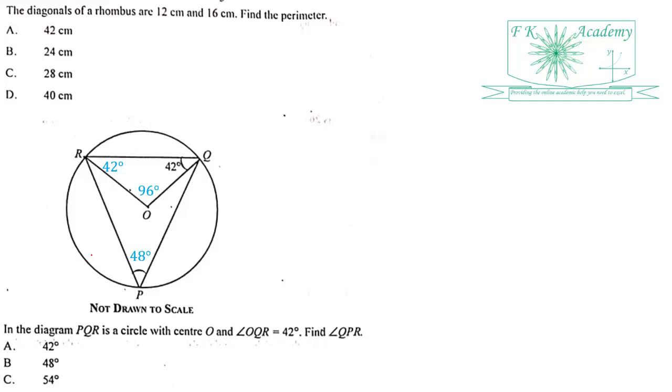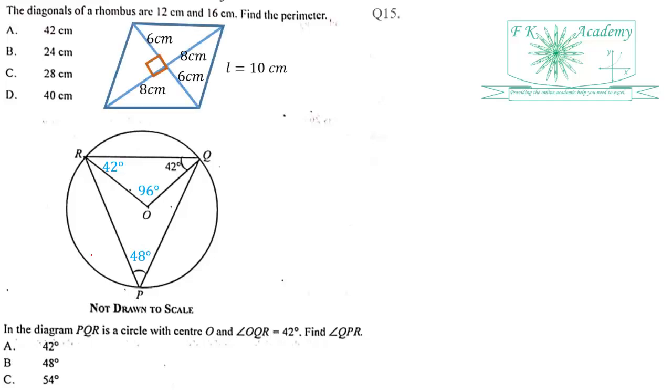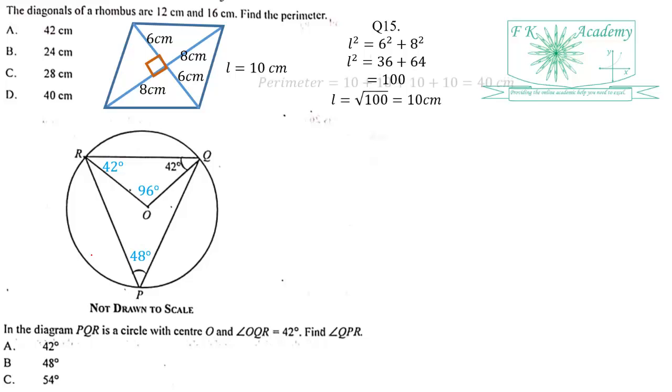The diagonals of a rhombus are 12 centimeters and 16 centimeters. Find the perimeter. So the perimeter is going to be 40 centimeters.